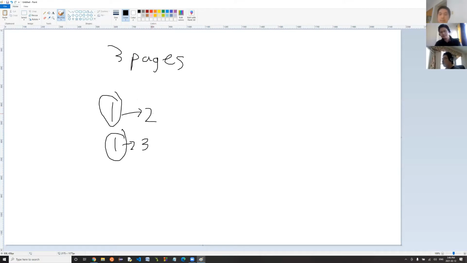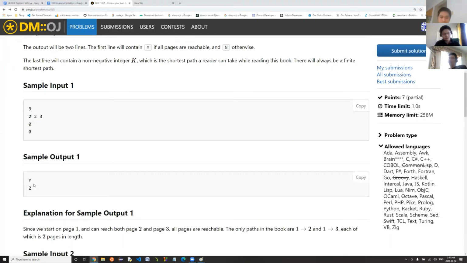So for this one, let's try to solve it, right, without a computer. So for this one, it's yes, we can reach every page because 1, 2, 3 can be reached. And also the shortest path is 2. Let's see if we're right. We're right. Okay. So this means that we understand the problem perfectly. Now we're going to start formulating a solution.